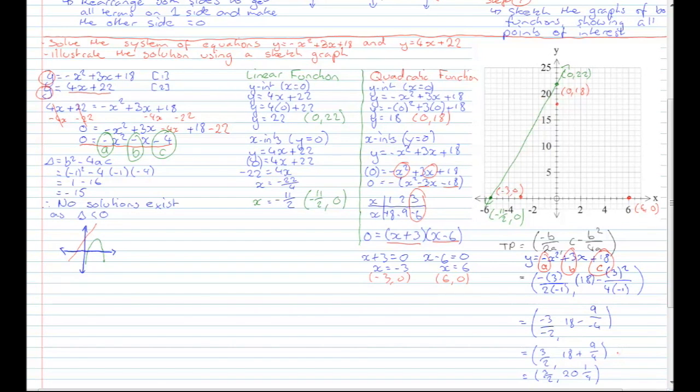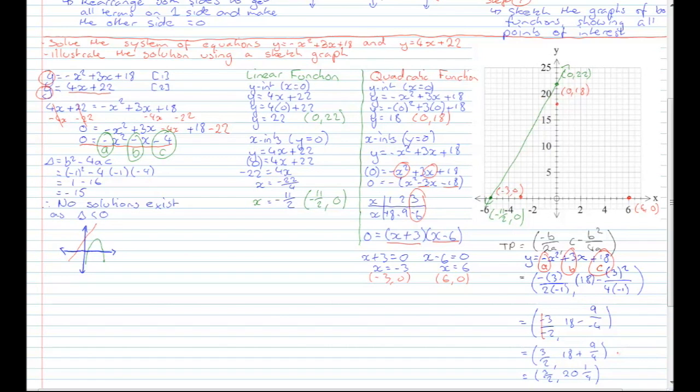So substituting in now, I've got negative b, so negative 3 over 2 times a being negative 1, c being 18, minus b being 3 squared over 4 times a being negative 1. Now I get negative times 3 is negative 3, 2 times negative 1 is negative 2, 18 minus 3 squared is 9, over 4 times negative 1 is negative 4. Negatives here cancel each other out, so you get 3 over 2, 18, and the negative negative becomes plus 9 on 4. Now 9 on 4 is equal to 2 and 1 quarter, so it's going to be 18 plus 2 and 1 quarter is 20 and 1 quarter.